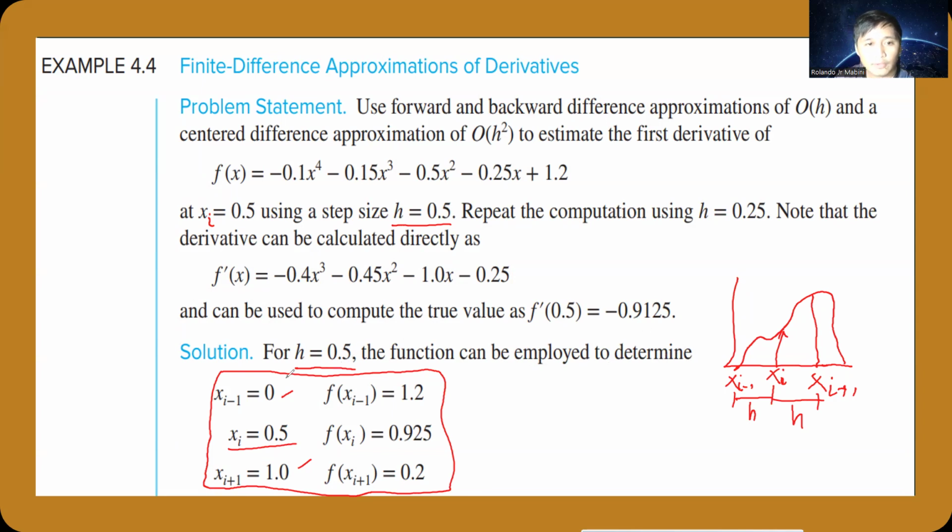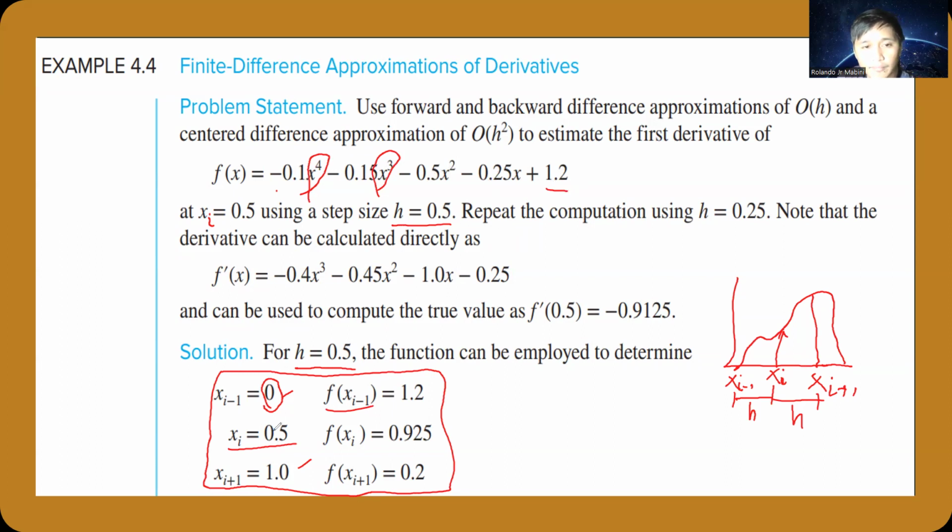And then if we substitute this value 0 to our function here, this x here, of course the function of x sub i minus 1 will become 1.2. Because if this is 0, this is 0, this is 0, this is 0, of course what is left is just this 1.2.